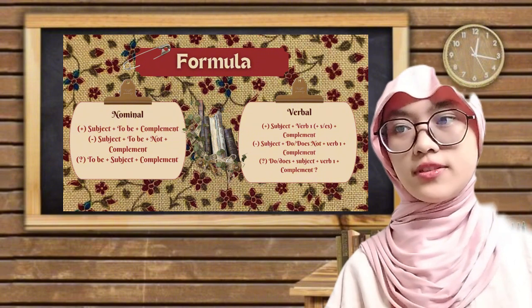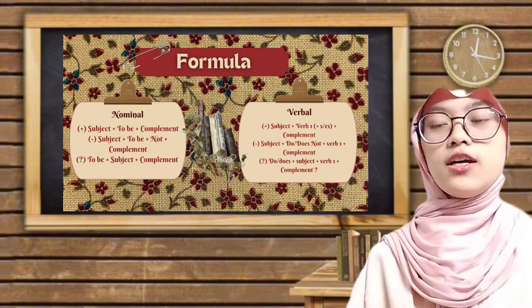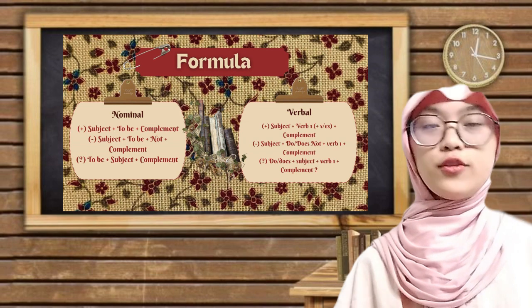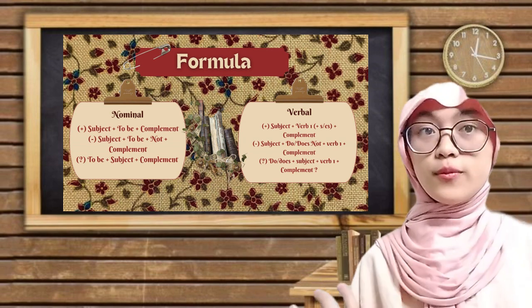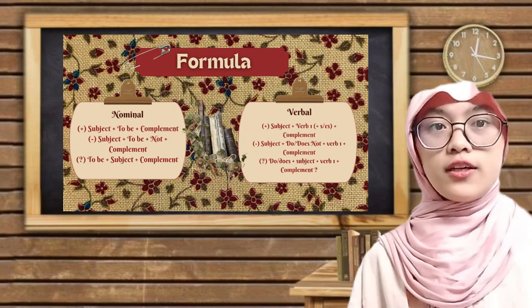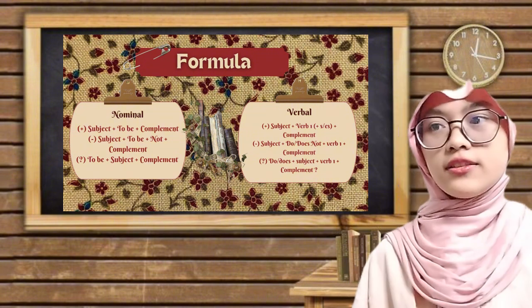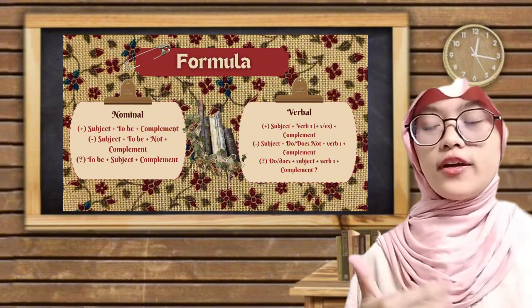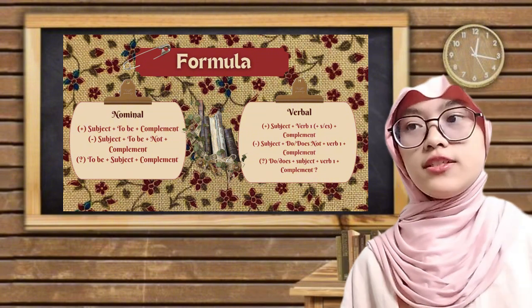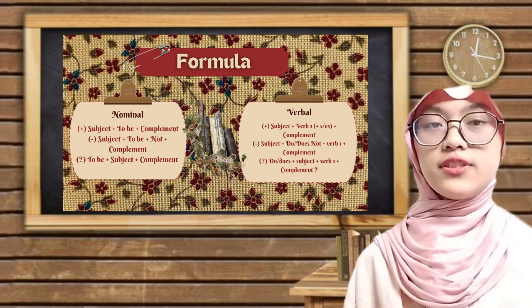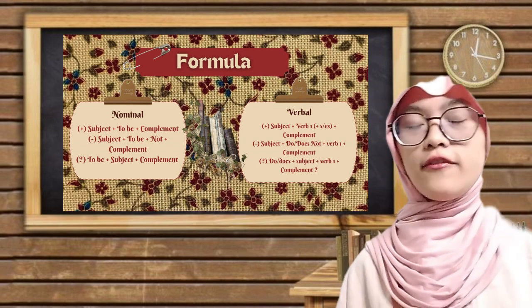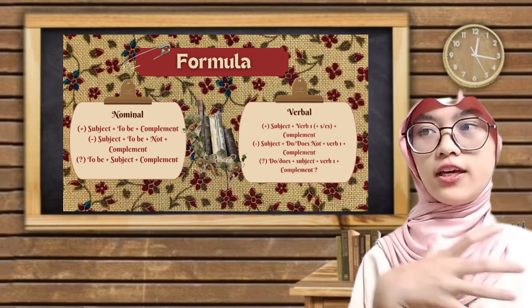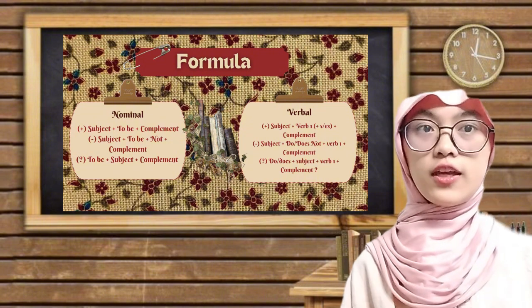See the simple present tense. For the first, the formula for nominal. The nominal formula is subject, to be, complement. And for the negative, nominal is subject plus to be plus not and complement. And for the interrogative, it's to be plus subject and complement.